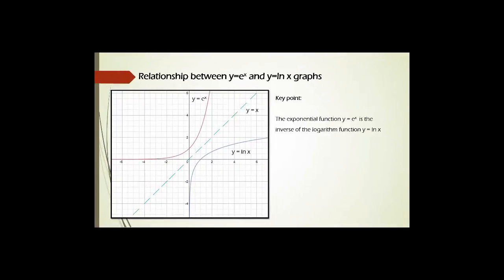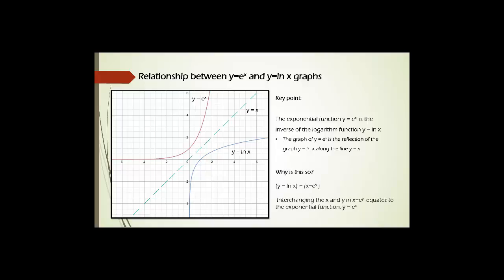It can be seen in this picture on the left that the exponential graph of y equals e to the power of x is the reflection of the natural logarithmic function of y equals ln x. The reason for this is that y equals ln x is equivalent to x equals e to the power of y. Interchanging the x and y values equates to the exponential function of y equals e to the power of x.